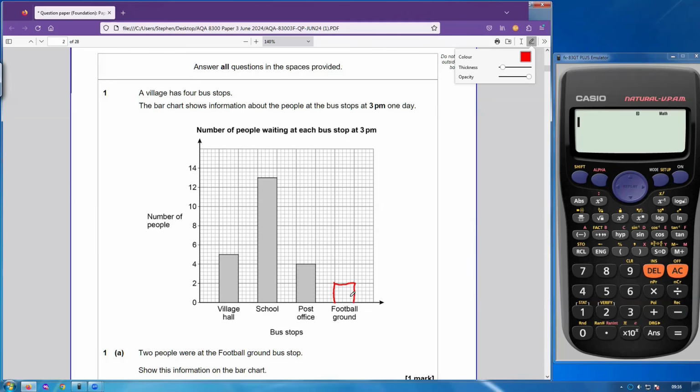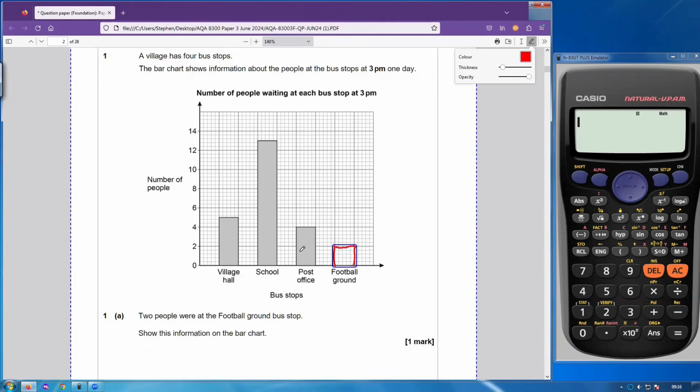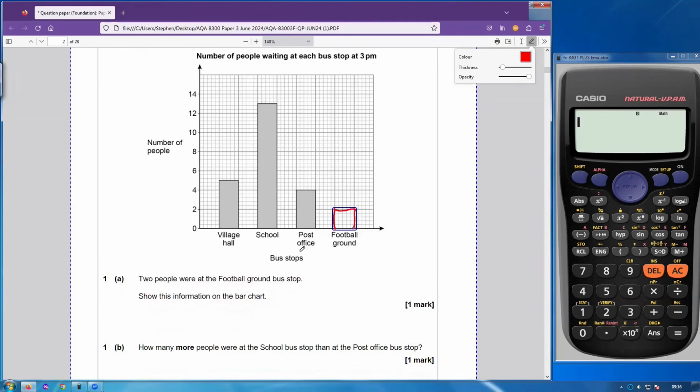That's that bit. And one other thing, the reason I read through every question is because if I make a mistake, that's usually where the problem is. I haven't read the question.